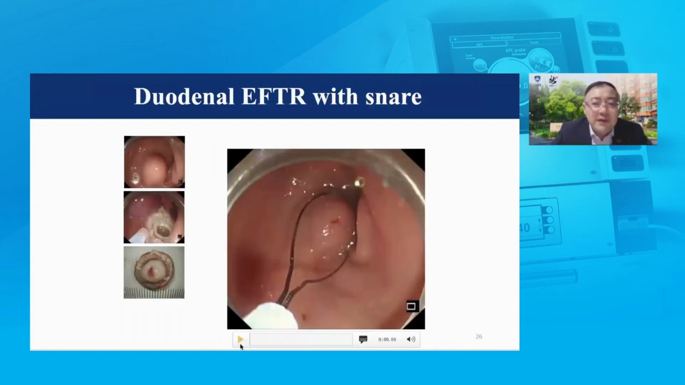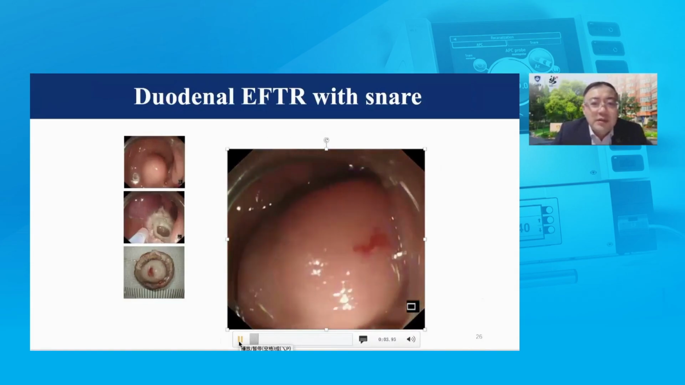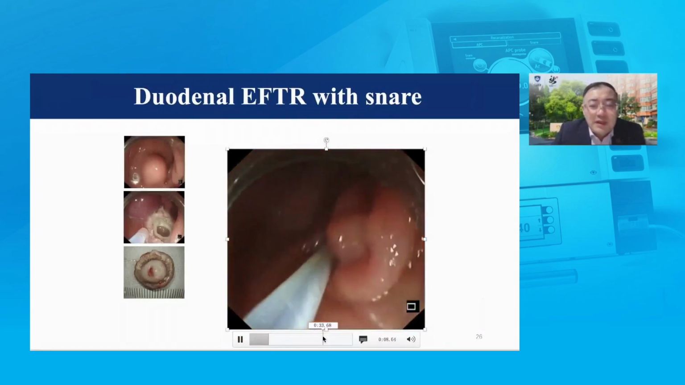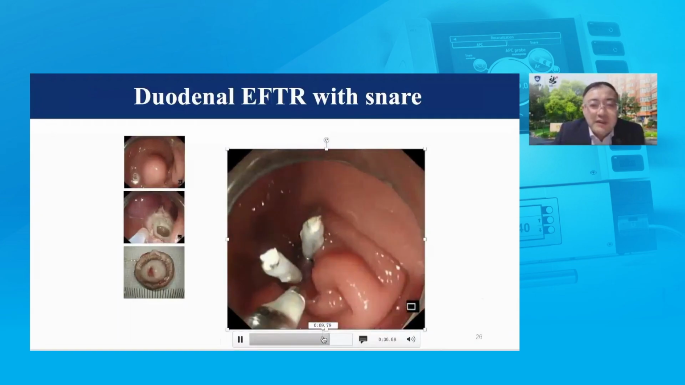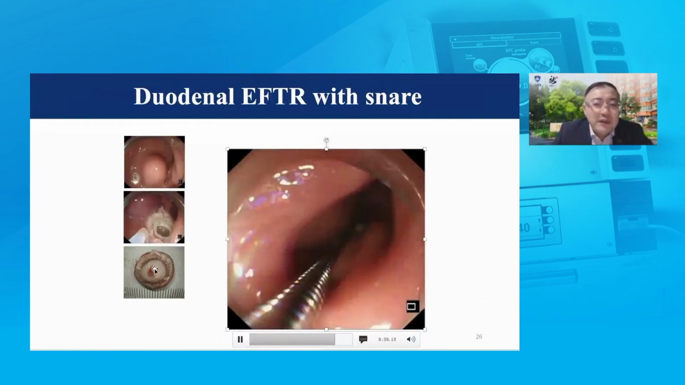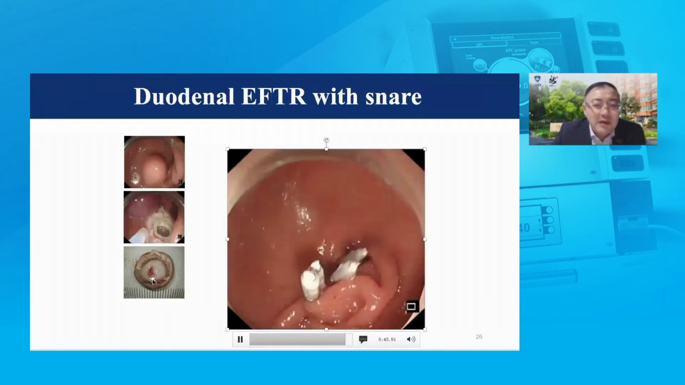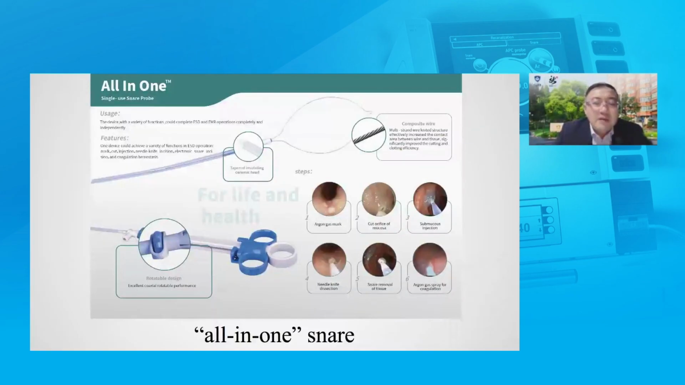So even for this lesion in the duodenum, the lesion actually originated from the muscle layer. So with the snare, we can remove the whole lesion with a full-thickness resection. After the full-thickness resection, we check the specimen. We can find the lesion was close to the serosa layer. So the snare is an old instrument widely used in endoscopic resection.